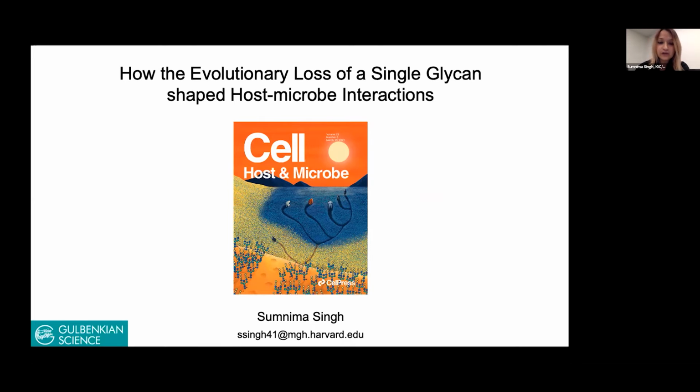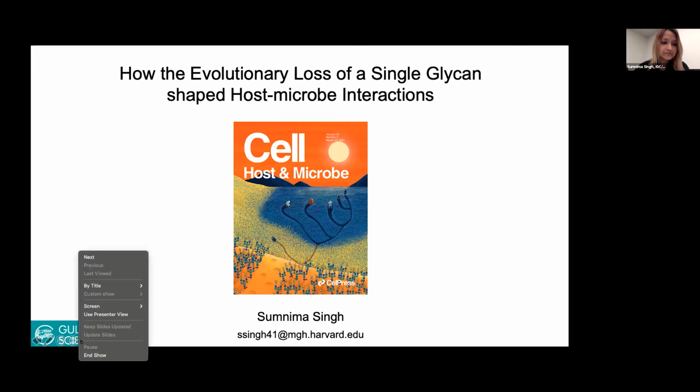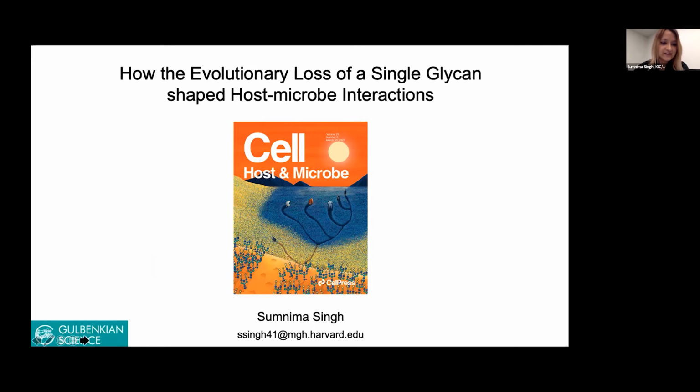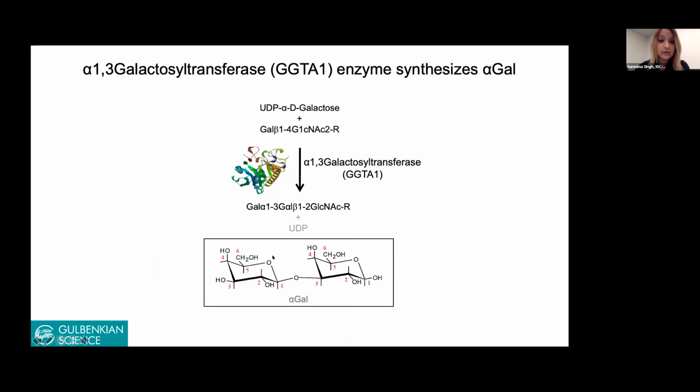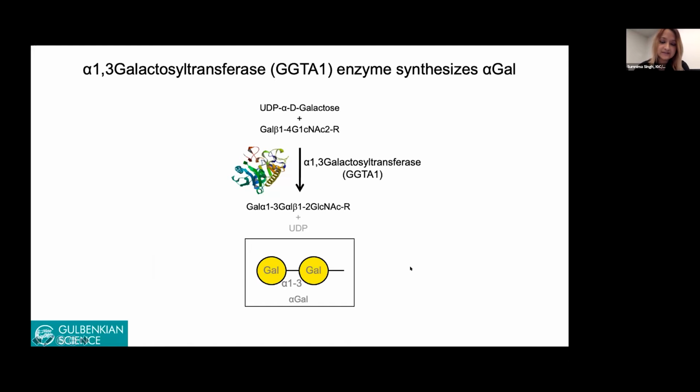Glycans are sugar molecules that are linked to either proteins or lipids. The alpha-1,3 galactosyltransferase, or the GGTA1 enzyme, synthesizes alpha-gal by this reaction, which consists of two galactose rings linked by an alpha-1,3 bond and is depicted as such.